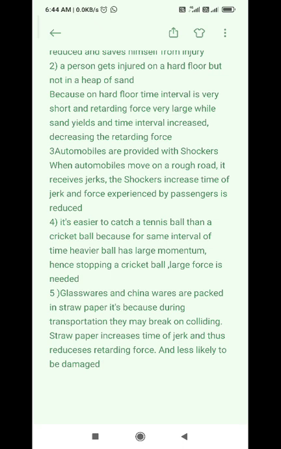Now we see that glassware and chandeliers are packed in straw. During their transportation, when they get jerks, the time of interaction is increased and the force is decreased, and so they are less likely to be damaged.